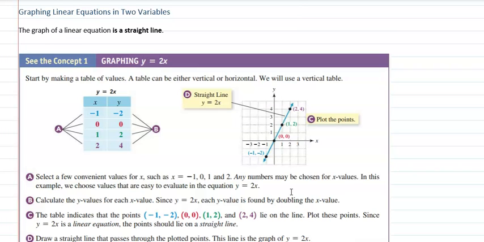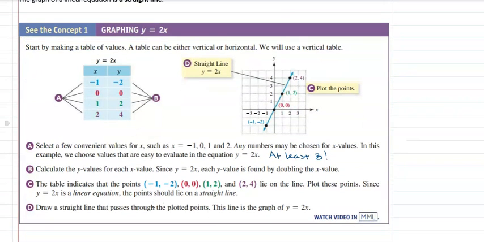So make them small and easy, and I would say choose at least 3. Okay, if you just do 2 and you messed up one of them, your line's going to be wrong. If you choose 3 and you messed up one of them, it's going to be obvious because it will not be a straight line. So calculate the y values for each x. Then the table here shows the points.